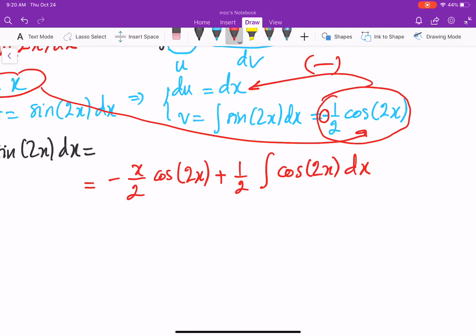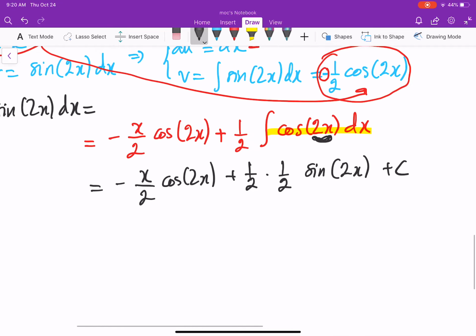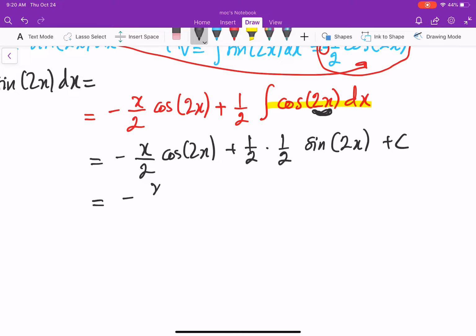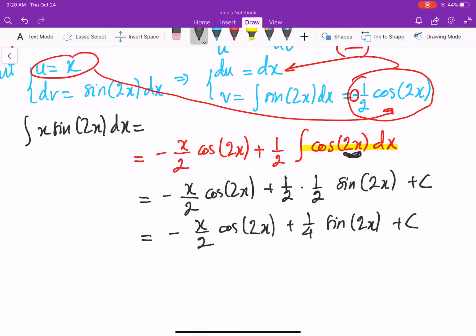And you can find this integral easily. Let me rewrite this: negative x over 2 cosine of 2x, and then plus 1 over 2. Again, we need 1 over 2 in here because the angle here is 2x. Remember that. You can do substitution as you want, but I will write the answer right away. That is just 1/2 sine of 2x plus c. So overall, I have negative x over 2 cosine of 2x plus 1/4 sine of 2x plus c. So I think this is very standard.